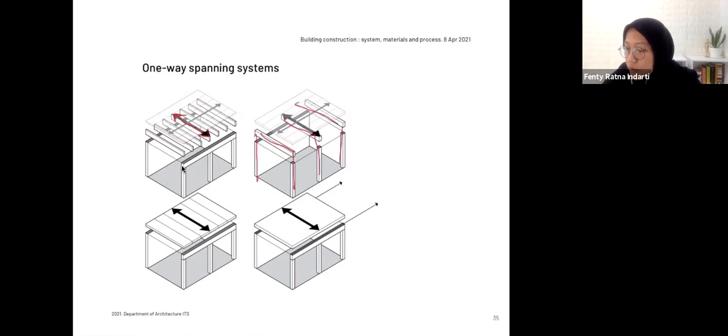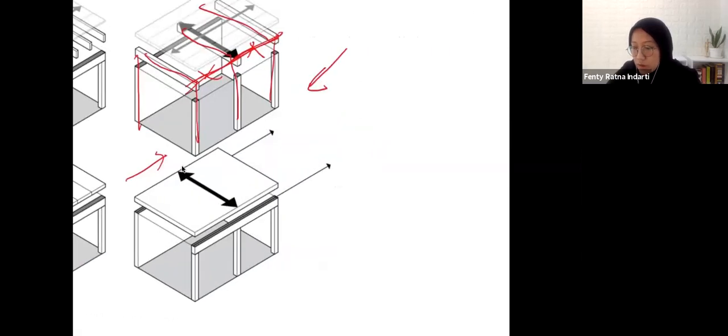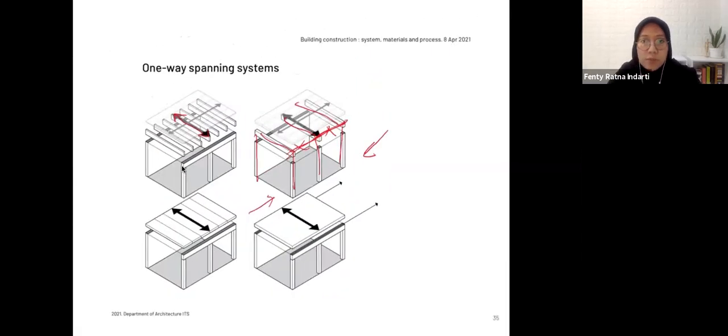You don't have any, this direction does not exist. So if you have forces in this way, there are no elements that resist those loads or those forces. It applies for this configuration as well. So one way means that there is another part that is not supported by the elements.